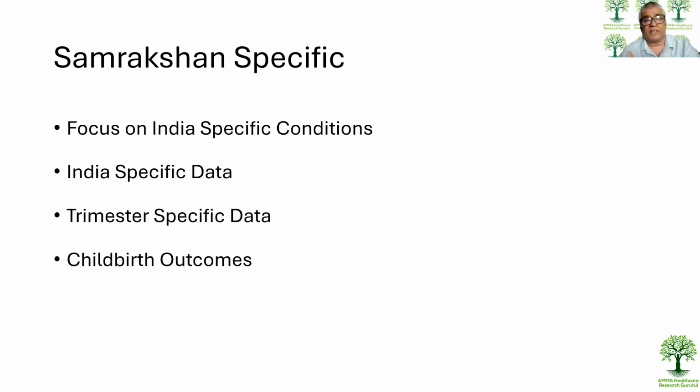Specific to Samrakshan, when we worked through its conception, we decided that we have to look at conditions that are specific to India. Now, the Caucasian populations have a good grip on preeclampsia and good control on growth restriction. For them, the primary interest is going to be fetal congenital malformations, because these conditions are reasonably well addressed. And the priority is congenital malformation. So for them, the research is going to be primarily on congenital malformations, fetal abnormalities.